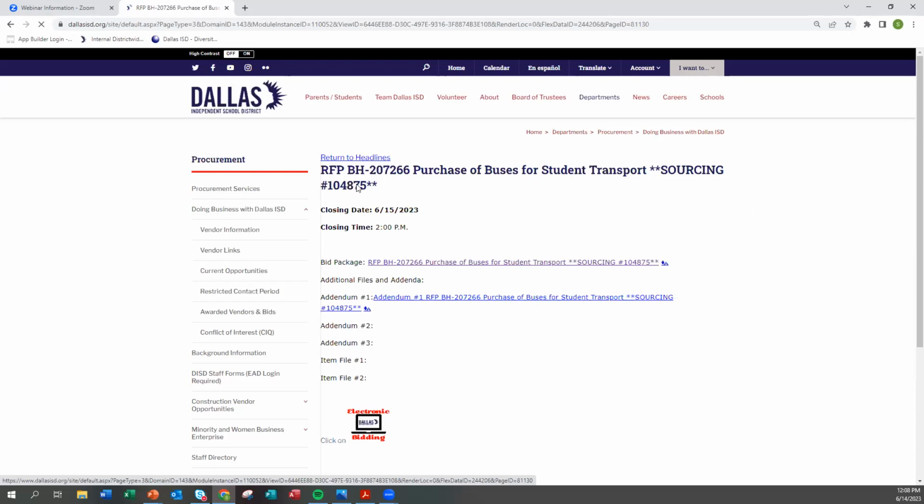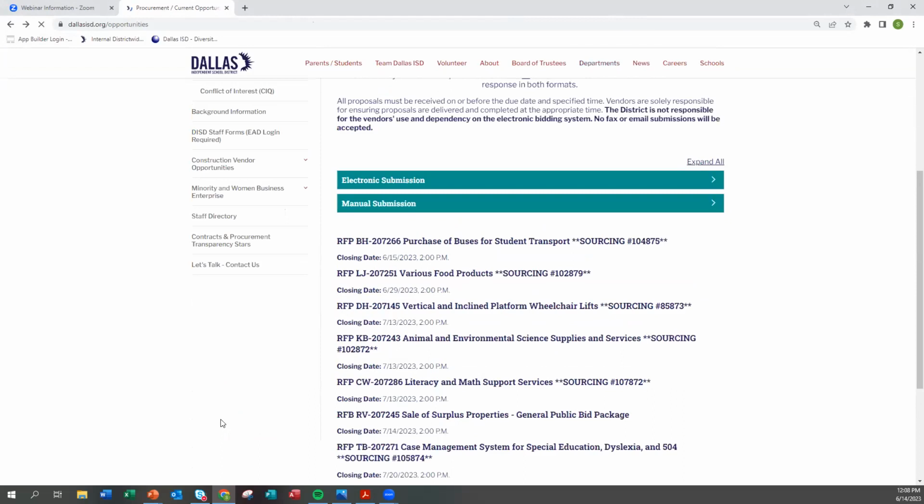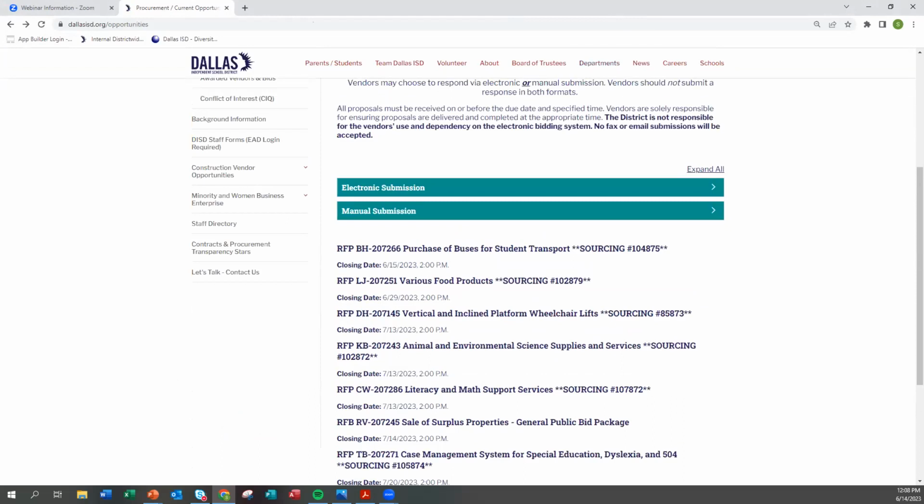So this is the page where you would go find our current opportunities, okay? These are the current opportunities available here at Dallas ISD. As you can see, RFP stands for Request for Proposal. The 2 letters before the numbers are the buyer's initials. And then you have the RFP number and the title of the RFP. This sourcing number right here is specific to if you're responding electronically. This is how you would look up the RFP in the electronic portal.